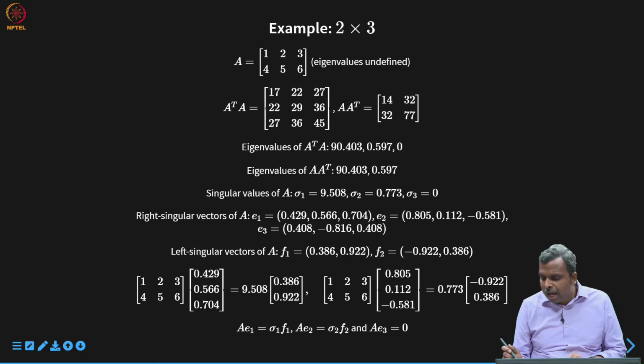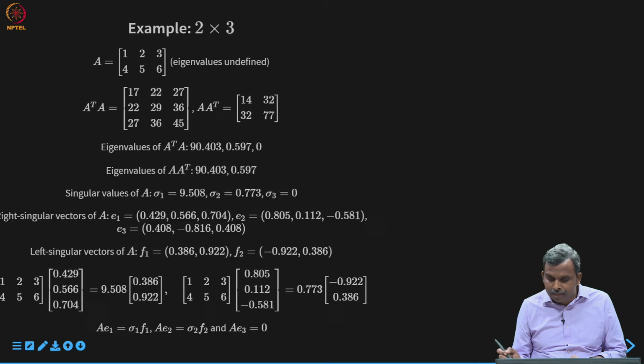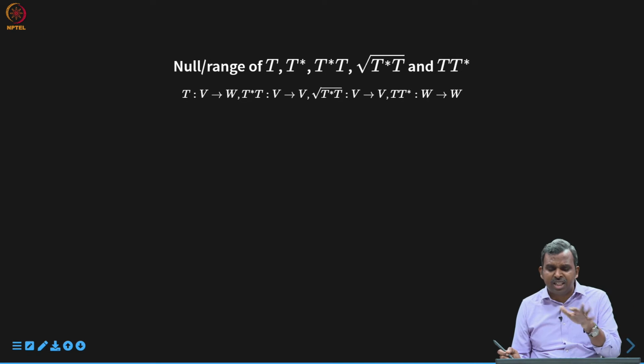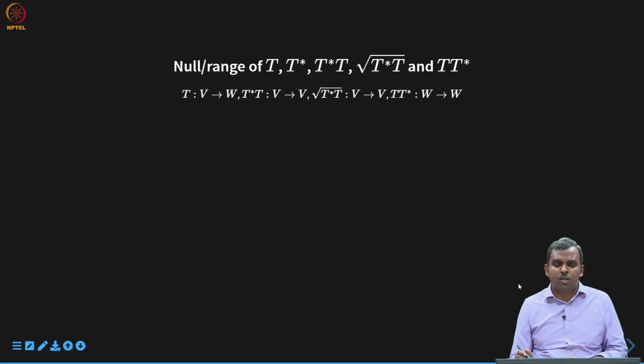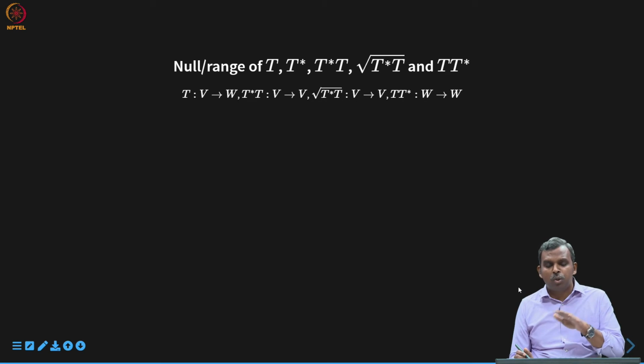At the heart of all of this are all sorts of connections between the null space and range space of T, T star, T star T, square root of T star T, and T T star. These are all the various things that are going on here, and they are from various spaces to other spaces.